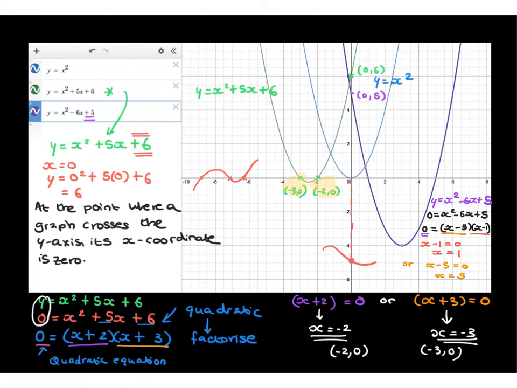Now, this gives us a pair of coordinates, 1, 0, and another pair of coordinates, 5, 0, and have a look. This matches perfectly with where this graph crosses the x-axis. So your key takeaway points from here are: if you want to find out where something crosses the y-axis, substitute in x equals 0. If you want to find out where something crosses the x-axis, substitute in y equals 0. And in both cases, you then need to find the other coordinate. We'll perhaps write a note down about that a little bit later on.